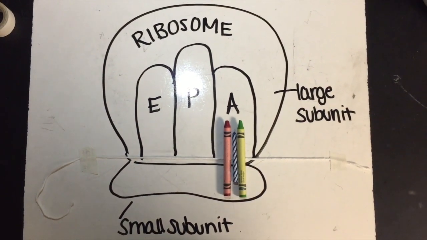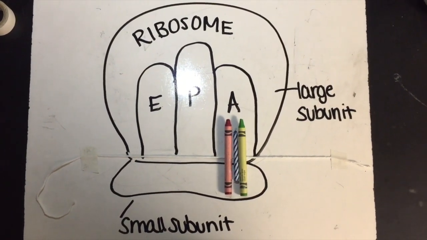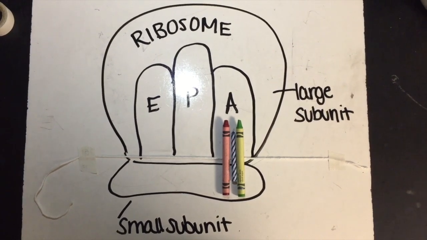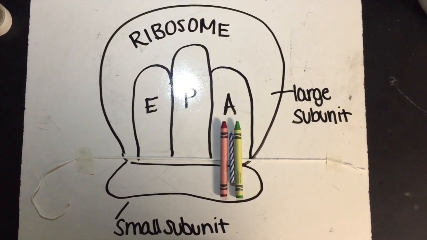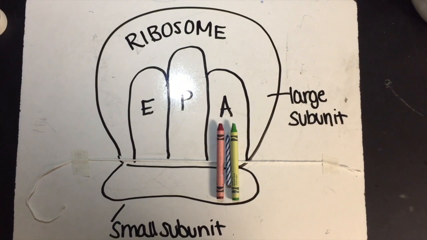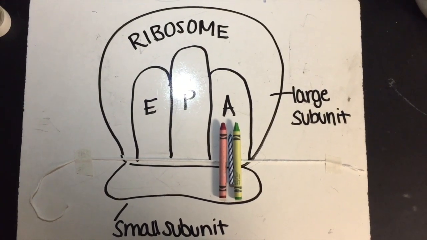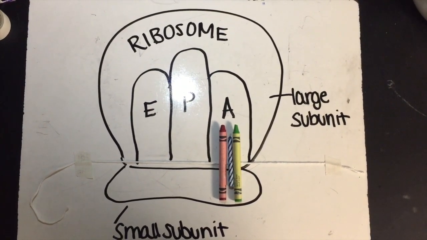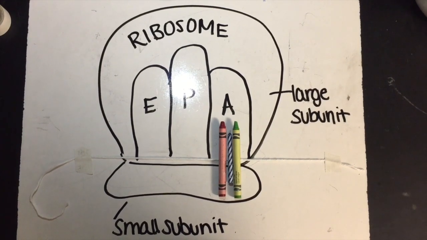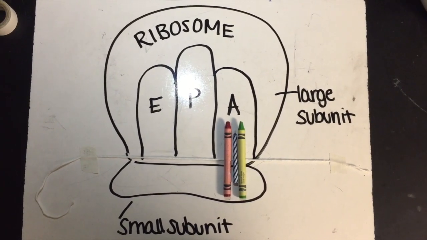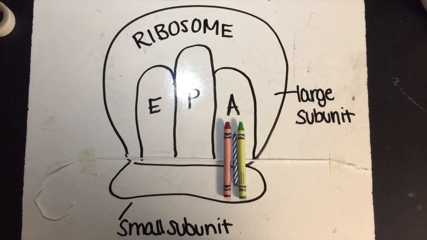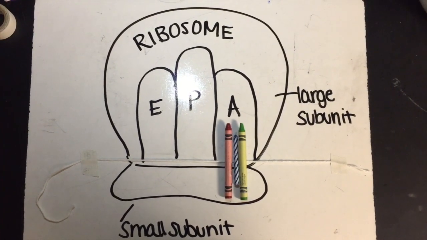In the ribosome, there are 3 binding sites, the A, P, and E sites. The A site holds the tRNA bringing the next amino acid to the polypeptide chain. The P site holds the tRNA carrying the growing polypeptide chain, where the E site is the exit site, so the tRNA that has already dropped off its amino acid can leave the ribosome from there.